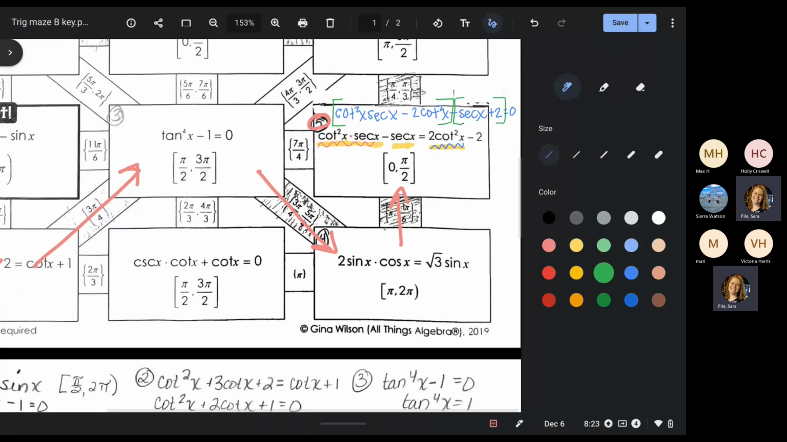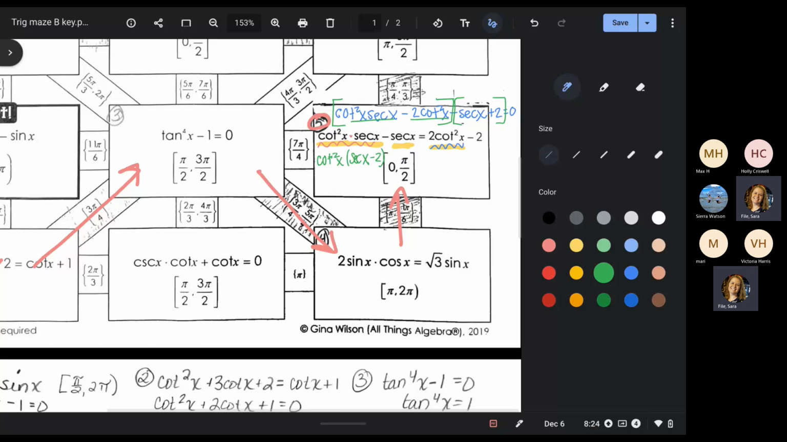So in the first group, what these 2 have in common would be the cotangent squared. Okay, so if I take the cotangent squared of x out, that's going to leave me with the secant x minus 2. And then in the second grouping, I've got negative secant x plus 2.